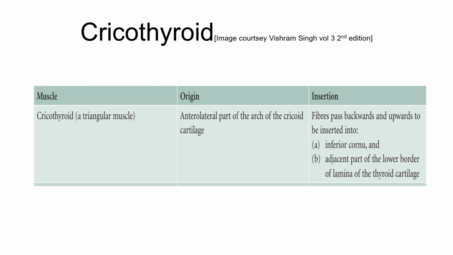Now, as I have already mentioned in the specific learning objectives in the first part of this larynx lecture, we should know the origin and insertion of cricothyroid muscle. Cricothyroid muscle is a triangular muscle, and it originates from the arch of cricoid cartilage, and it is inserted into the thyroid cartilage, namely the inferior cornu of the thyroid cartilage and the lower border of the lamina of the thyroid cartilage.